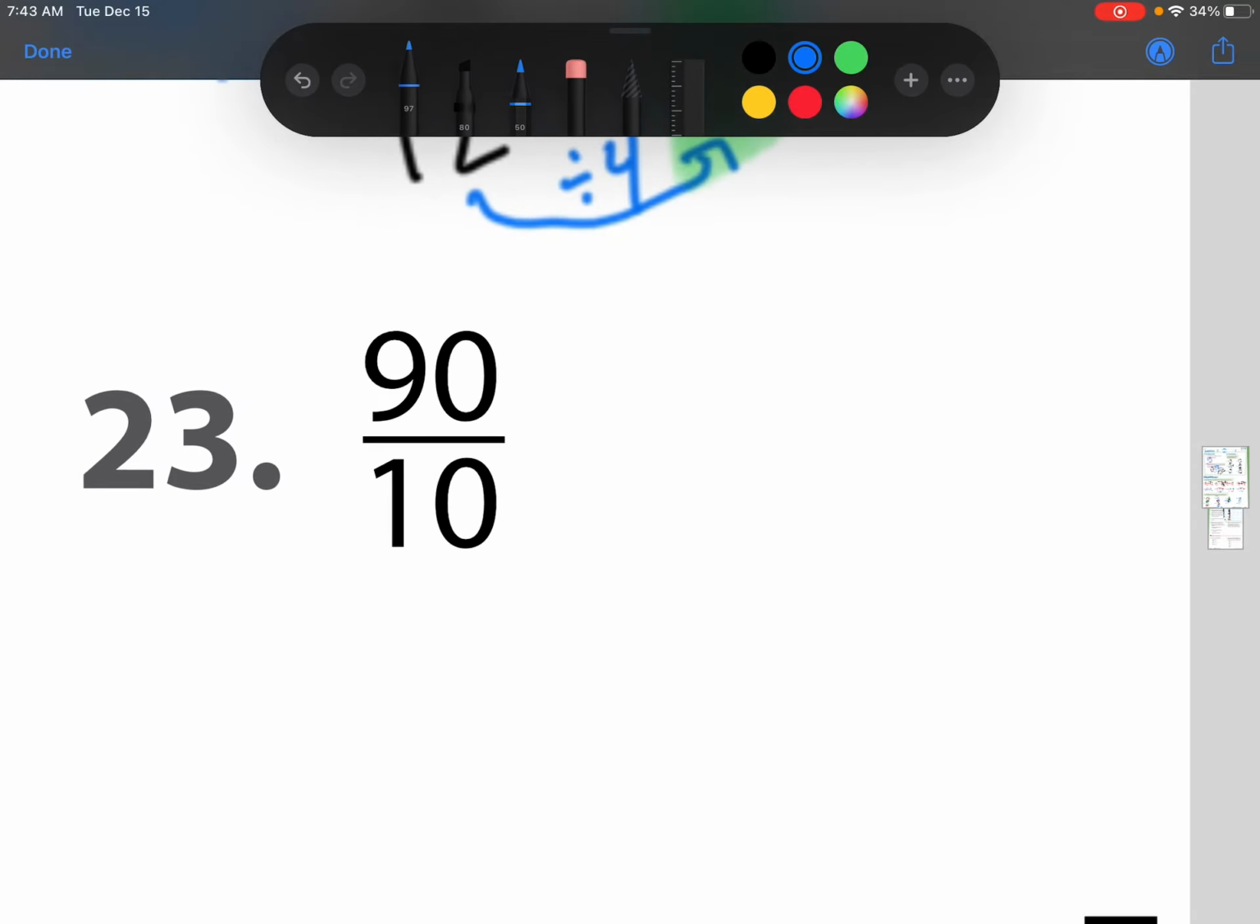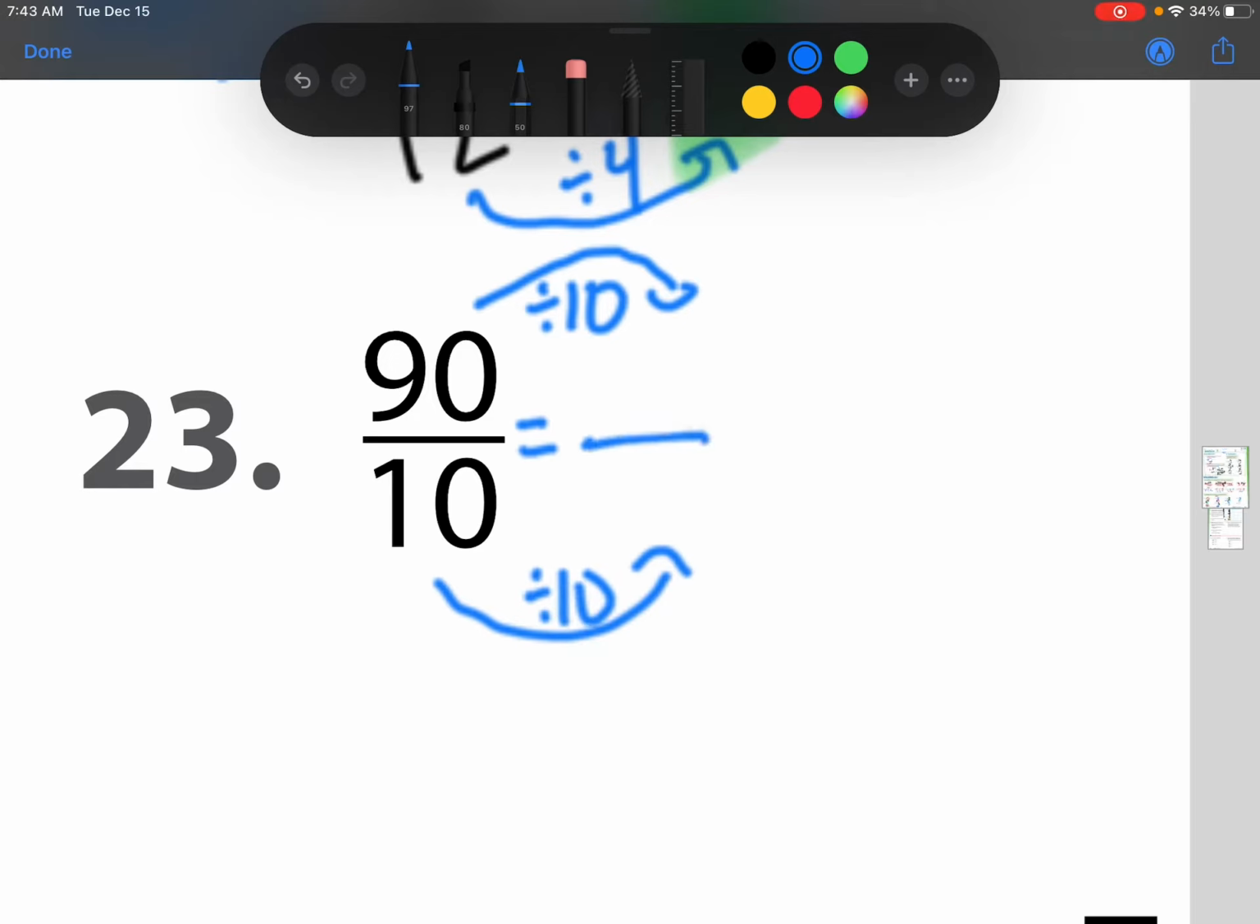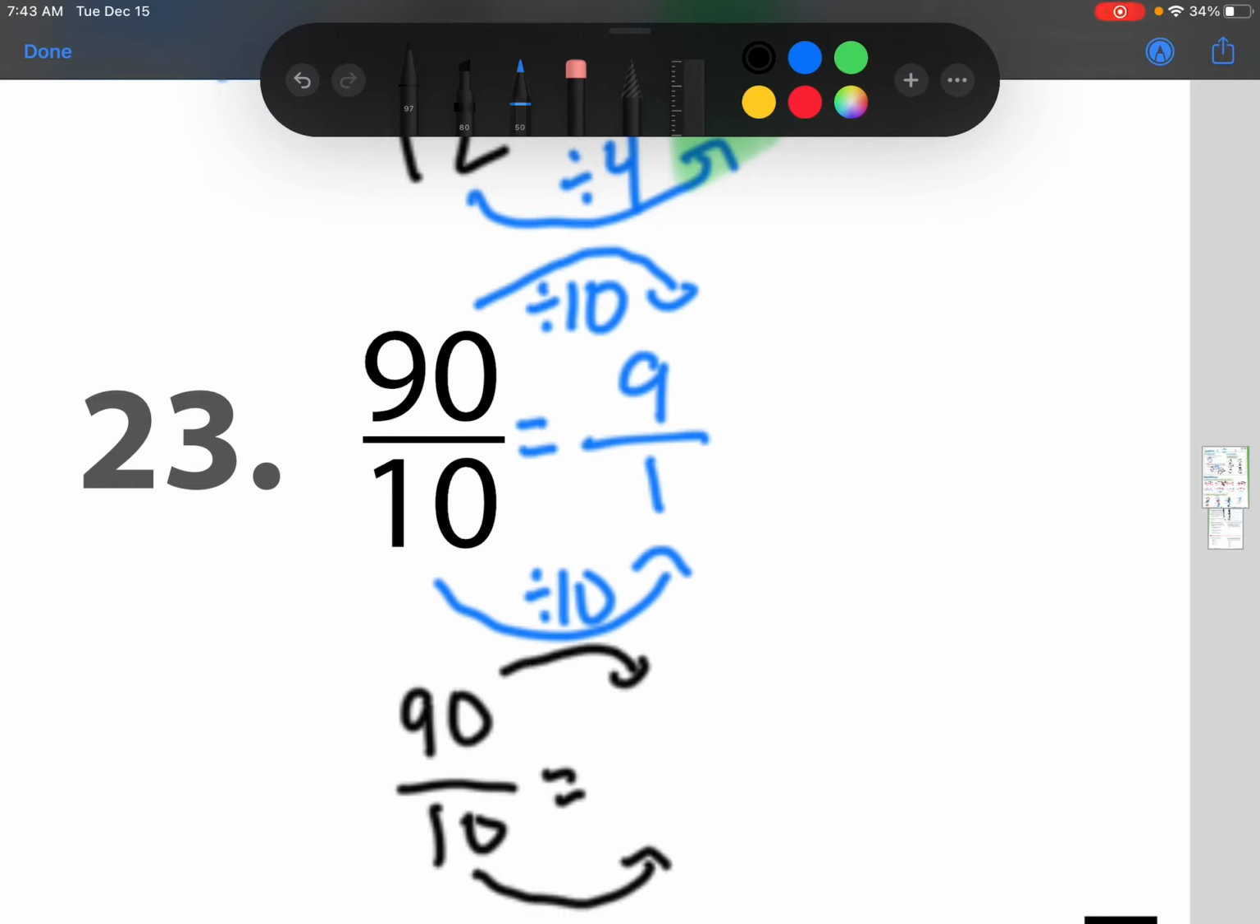And 23. Now, we notice they both end in zeros, so we can divide it by 10. 90 divided by 10 is 9. 10 divided by 10 is 1. And now what about our next one? Well, we notice they both end in 5s. They're both even. So we have some choices. Let's do 2 this time.